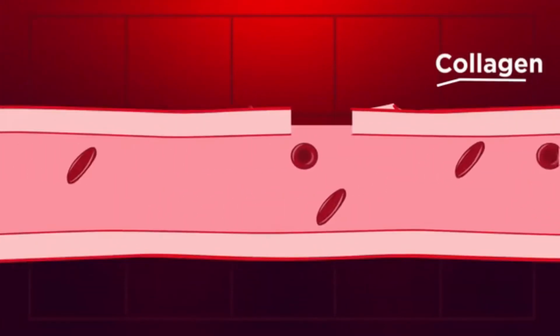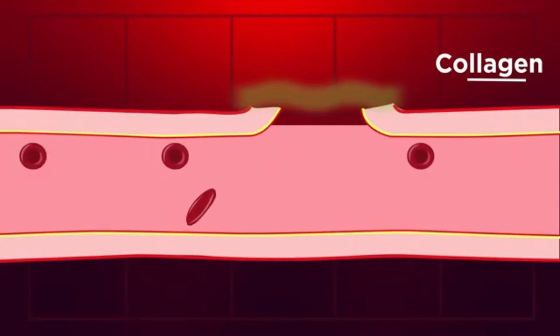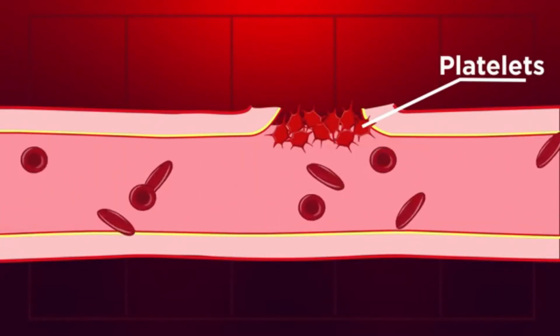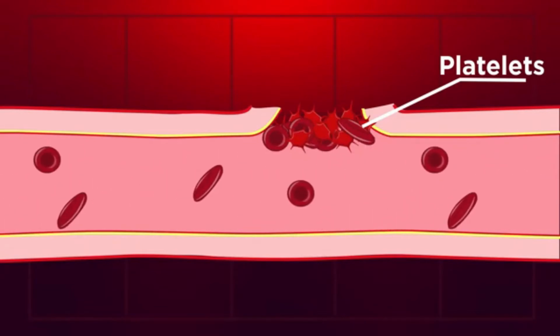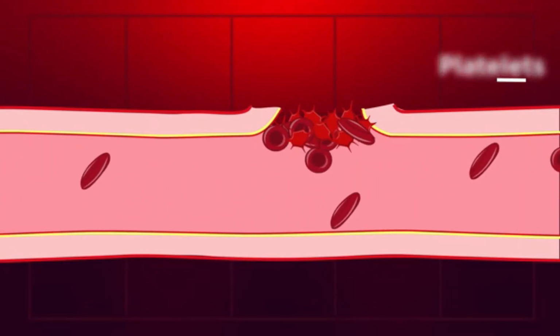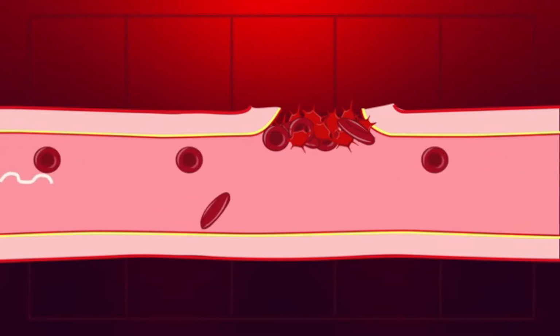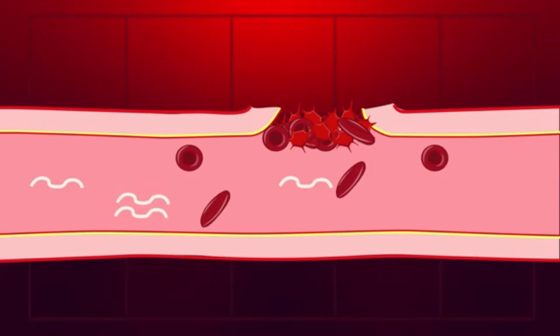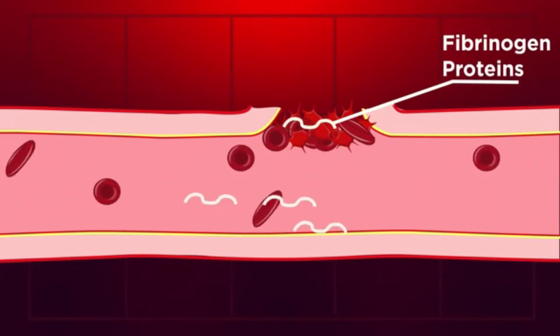When a blood vessel is damaged, collagen is exposed. This collagen exposure attracts platelets to the injured area. The platelets then stick together to form a plug. They quickly build a barrier that stops us from losing too much blood. However, this platelet plug isn't that strong, so it needs to be made stronger.